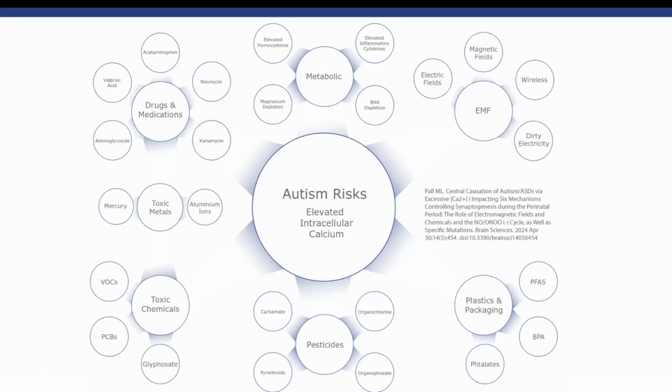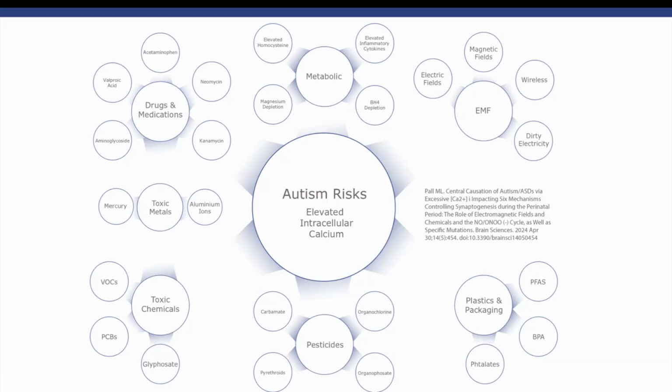So certainly he looked at genetics, but he also looked at metabolic factors. Some of the metabolic factors were elevated homocysteine, elevated inflammatory factors, depleted magnesium, and depleted BH4, and a couple other metabolic factors as well. But then he's listing some drug interactions as well. And so Dr. Pall really narrowed it down and said, I think that the key element here with autism is intracellular calcium. So all of these factors together elevate intracellular calcium. And on the next slide, I'll show you a little bit more of the details of that.